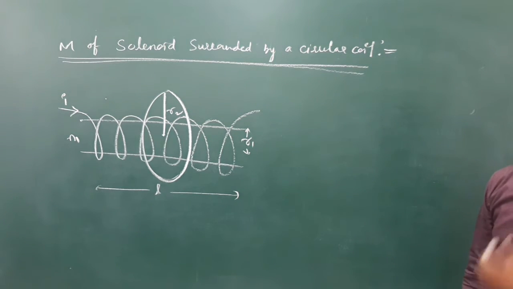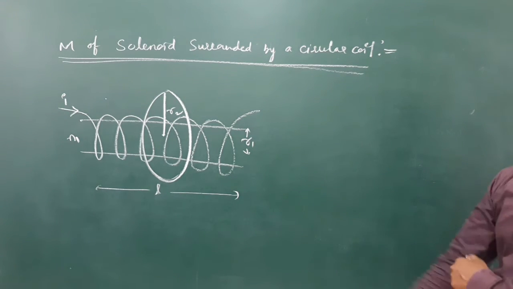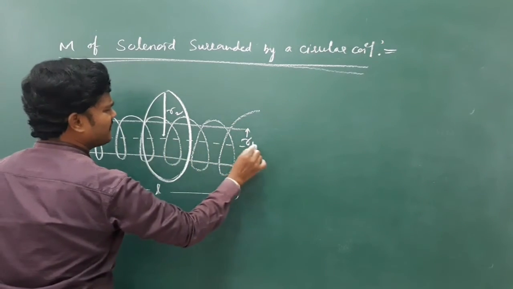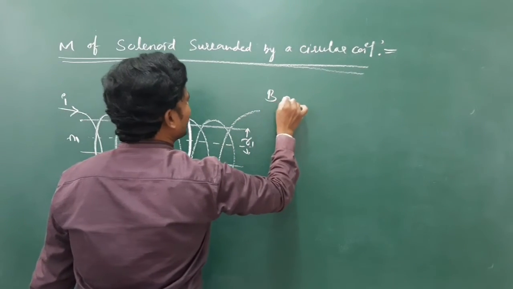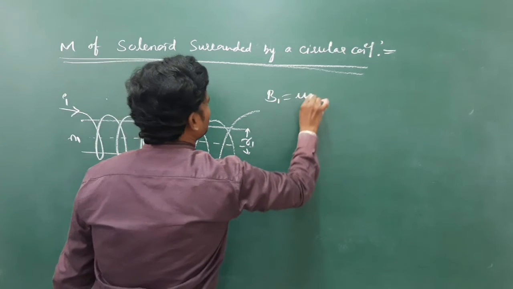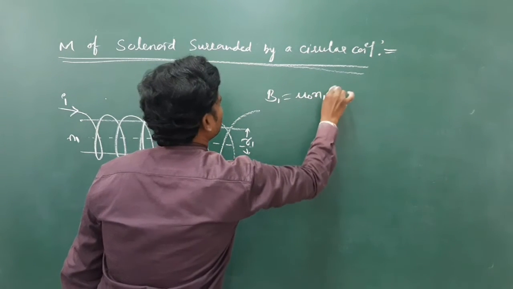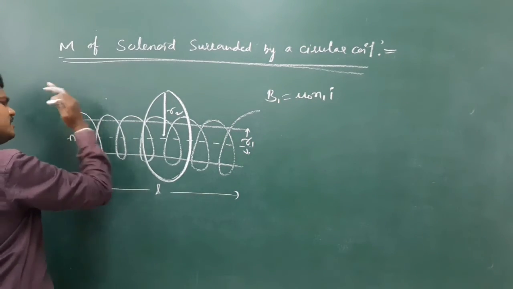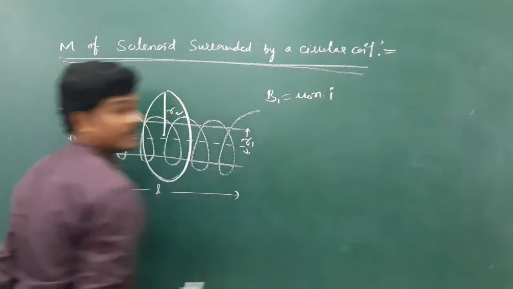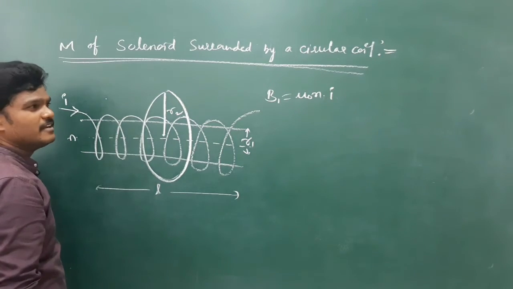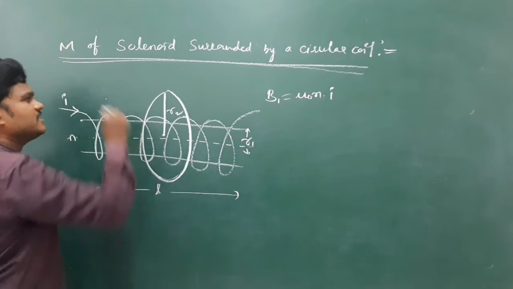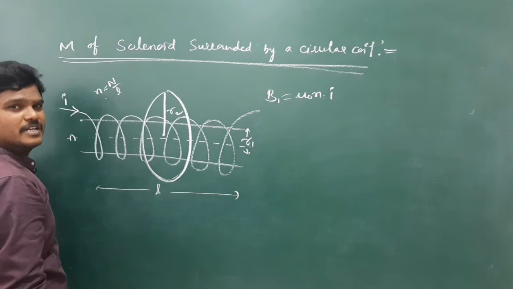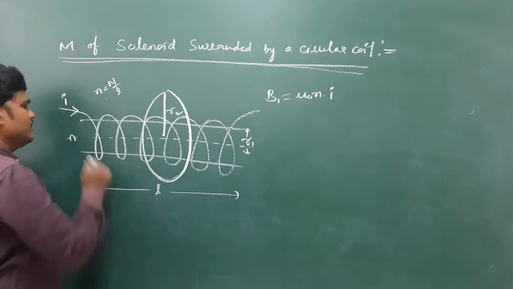Now send the current in the solenoid, then there will be a field. Because of this current, there will be a magnetic field. So what is the magnetic field along the axis of the solenoid? Mu naught n I, because only one solenoid is there. What is that n? n is the number of turns per unit length.